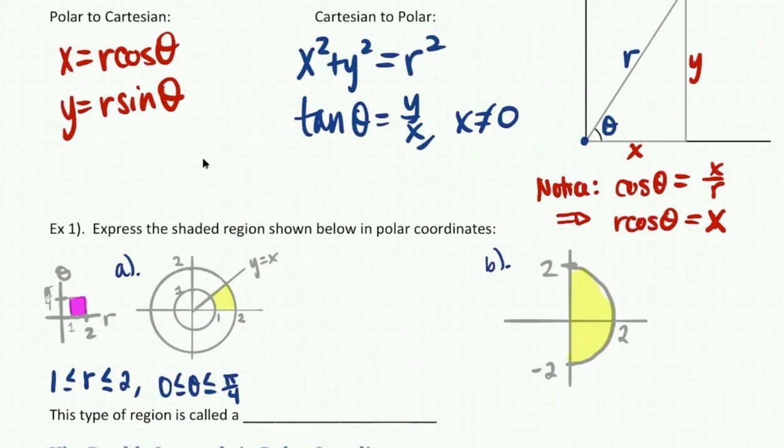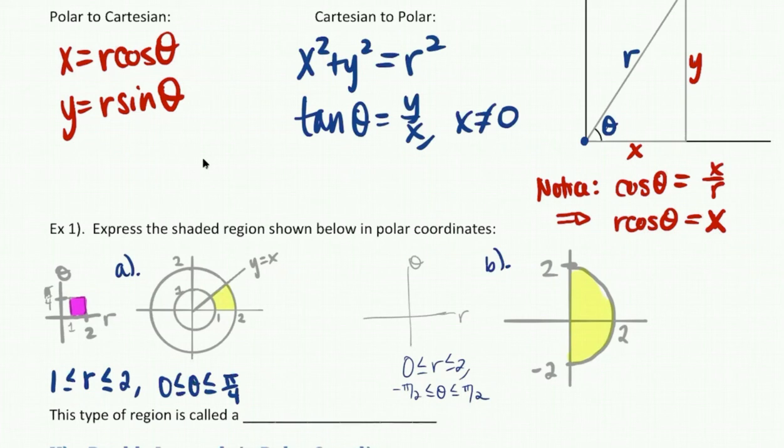And then similarly, part B, which is the region we're integrating over in our warm-up, we can rewrite this in polar by noticing that r goes from 0 to 2, and theta in this case goes from negative pi over 2 to pi over 2. So this gives us another rectangular region in the r theta plane. So both of these types of regions in the xy plane are what we call polar rectangles.